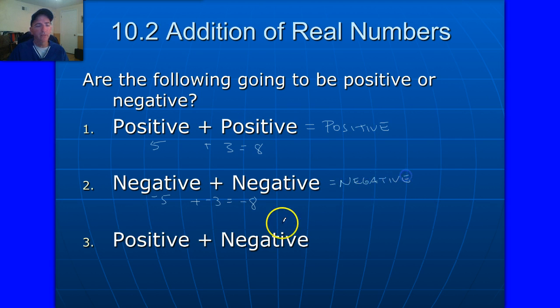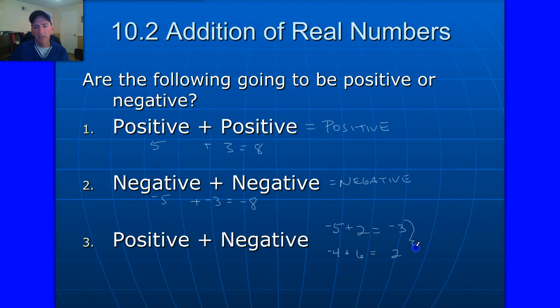Now here's the really weird one. If you add a positive number plus a negative number, if I add -5 plus 2, is that going to be positive or negative? Think about that. It's going to be negative. It's going to be -3. Well, what if I added -4 plus +6? What's that going to be? That's going to be +2.